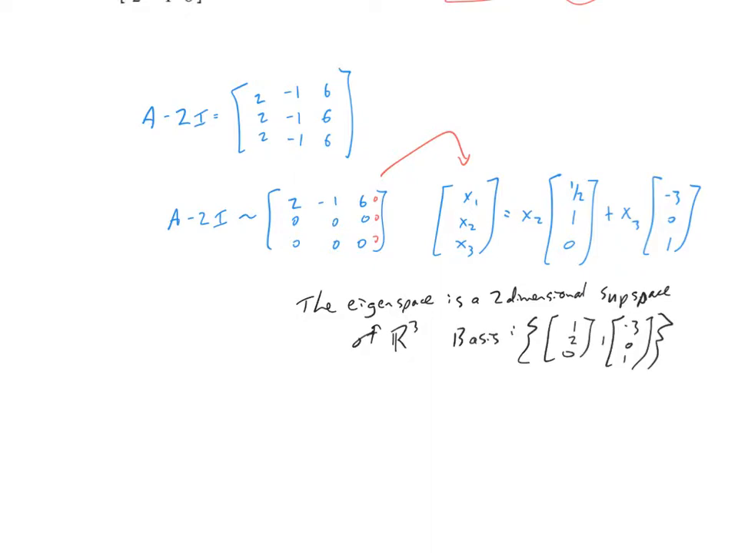So it's a two-dimensional subspace of R3, and what that means visually is that any point on the plane formed by those two vectors is an eigenvector of this matrix A. Multiply A by that vector, and you map it back onto itself, just scaled by, in this case, a factor of 2.